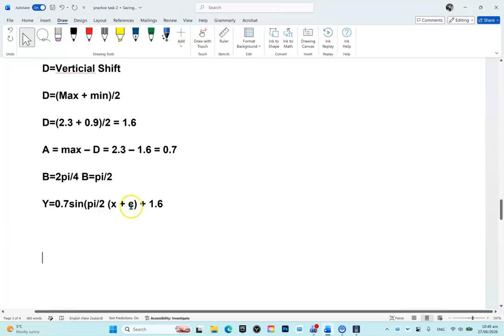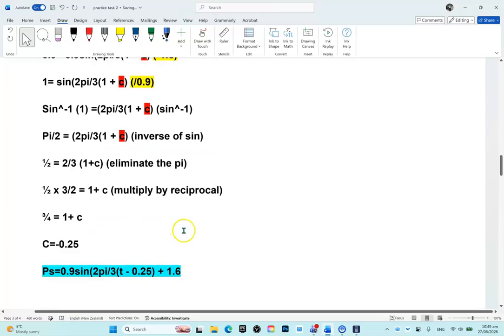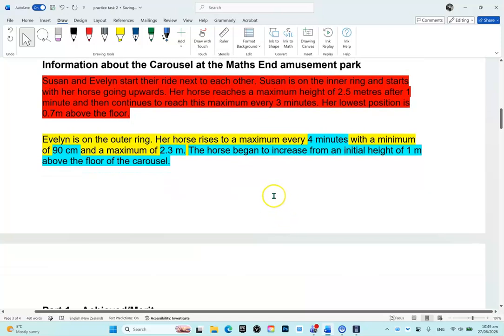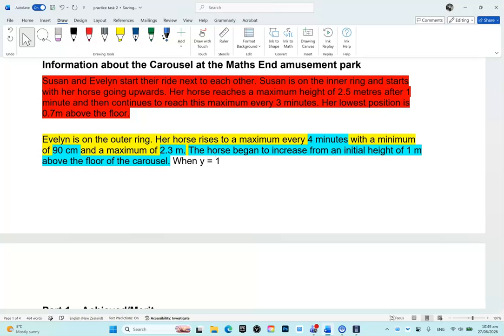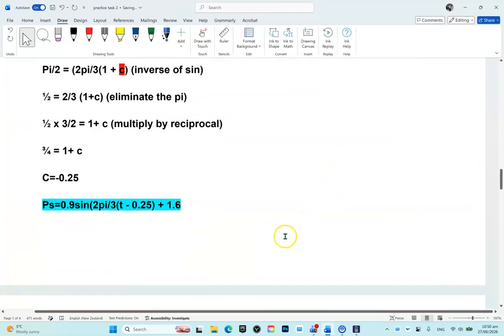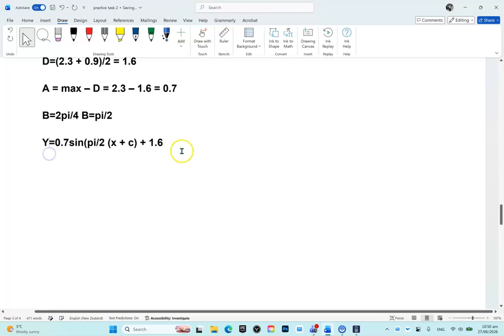So now we need to find c. And for our y and x coordinate, we're going to use that bit of information that the question told us. So the horse begins to increase from an initial height of 1. So basically what that means is when y equals 1, x equals 0. So those are the two things we need to plug in, because that's when it actually starts increasing, right? So we're going to go over here, and for y, we're going to plug in 1 equals, copy and paste all that, 0 plus c, okay?